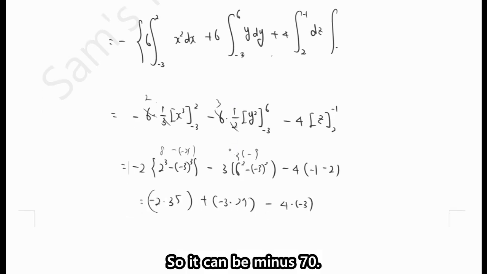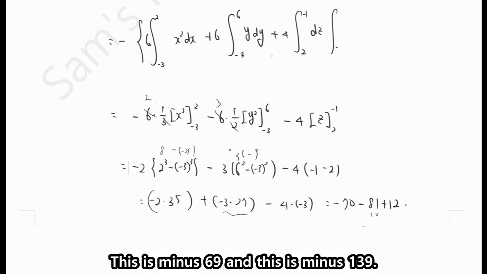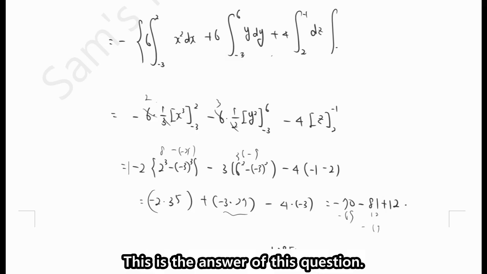So it can be minus 70. This is minus 81 plus 12. So minus 70 minus 81 plus 12 is minus 139 volts. This is the answer of this question.